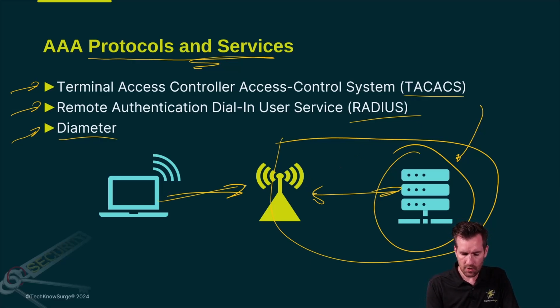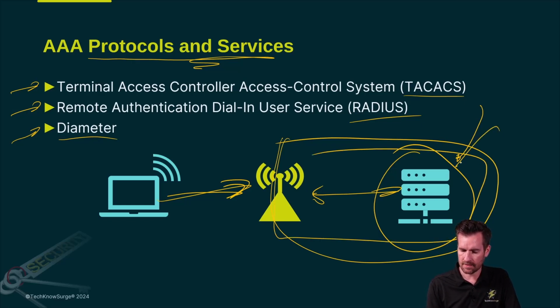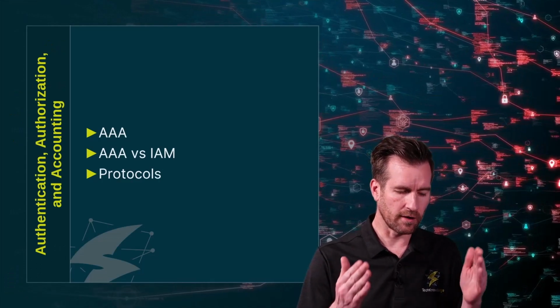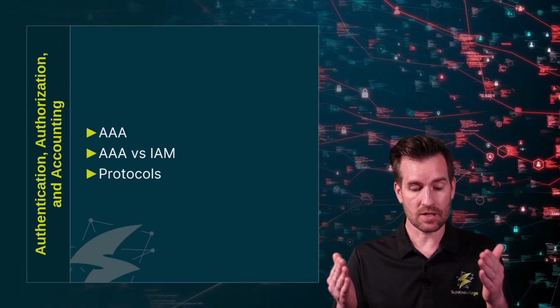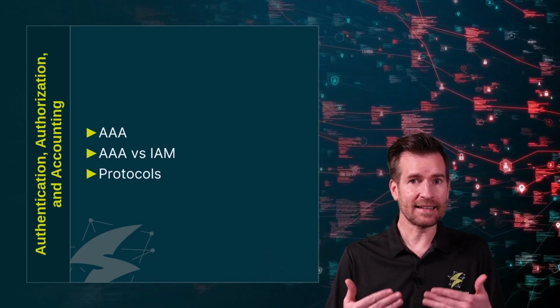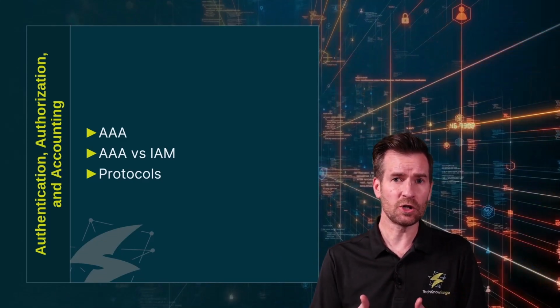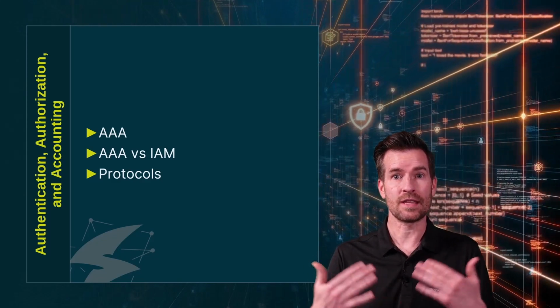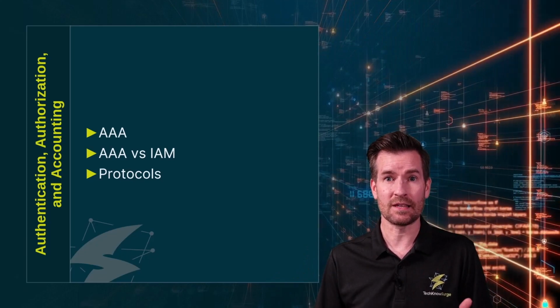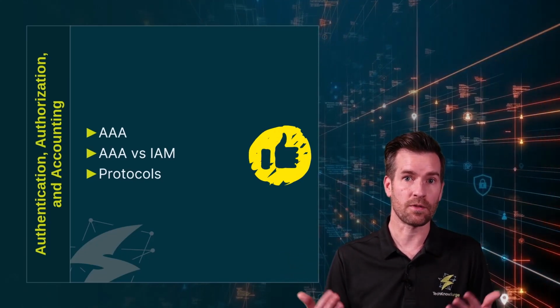So then when a computer or a device or a user goes to authenticate, then between the access point and the servers, it will use one of these protocols and services. So as you can see, there really is a lot of overlap between authentication, authorization, and accounting and this term IAM. They are technically different, but because they're so closely related, a lot of times they're used interchangeably out there. You don't need to necessarily know the technical difference between the two, but you do need to be familiar with both of the concepts.